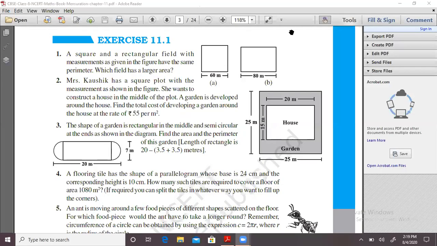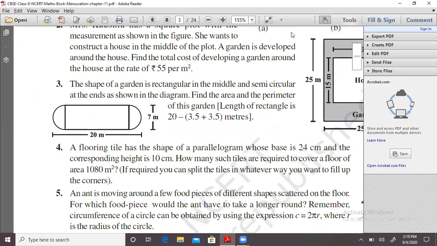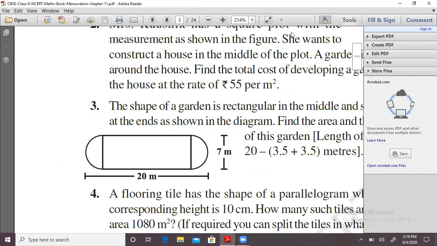Question number 3. The shape of the garden is rectangular in the middle and semicircular at the ends as shown in the diagram. Find the area and the perimeter. Here you have given figure, and here you are to find out area and perimeter of this figure. So here we have given rectangle and circular at the ends, means two semicircles are here.